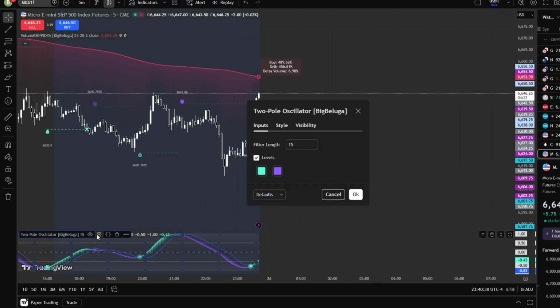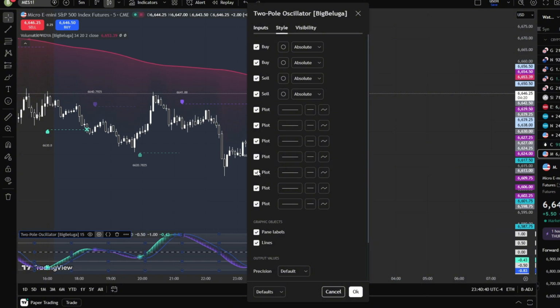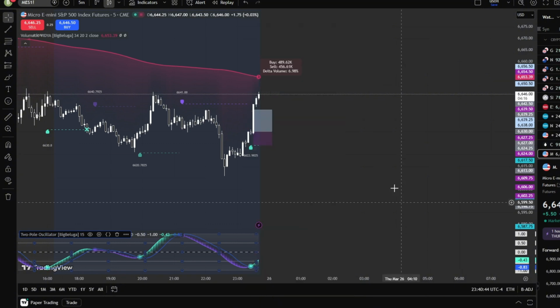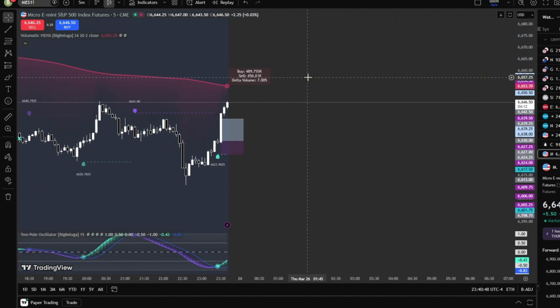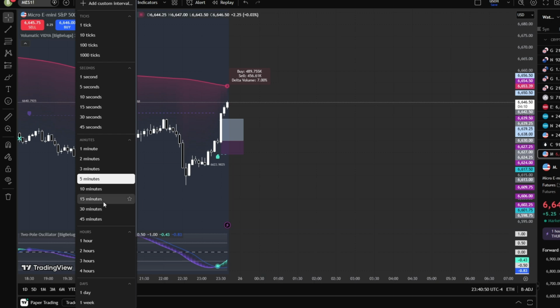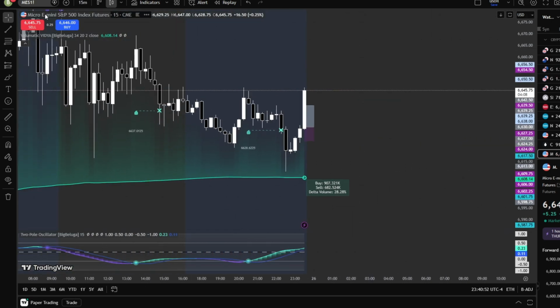With this one, I don't think I changed anything. I think the only thing I did is I turned on one of these plots. I think it was this one. But yeah, you're gonna want to do that. Then go to the 15-minute. Okay, so we're on NQ, not NQ, S&P.